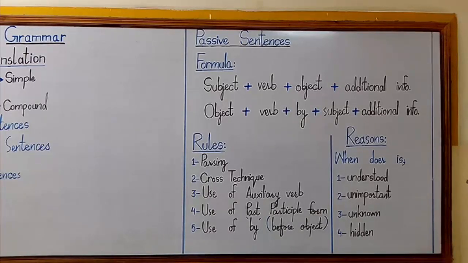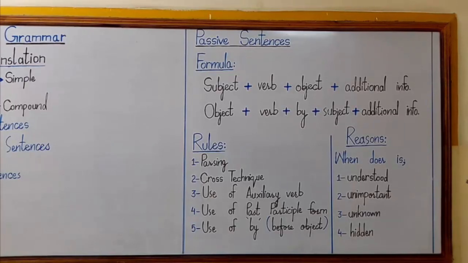Then reason number 2, when the doer of action is unimportant. If I say people are chanting slogans against the government, it is unimportant to say that people are chanting slogans. What is more important? That slogans are being chanted against the government. Then reason number 3, when the doer of action is unknown, as I exemplified in that lecture of voices. Somebody has stolen my bike. It is unknown who has stolen, so we use passive voice for that sentence. My car or my bike has been stolen.